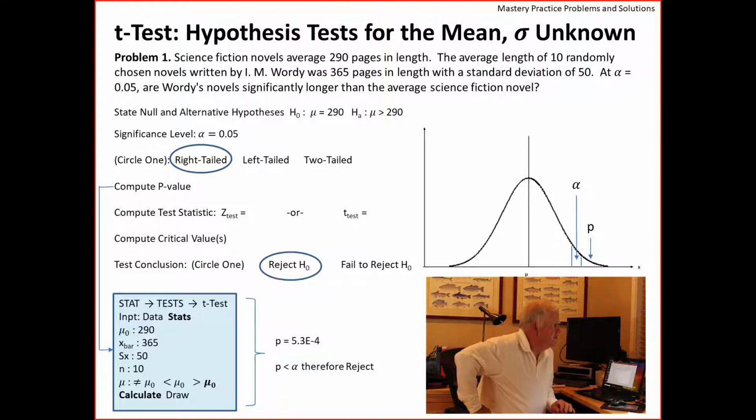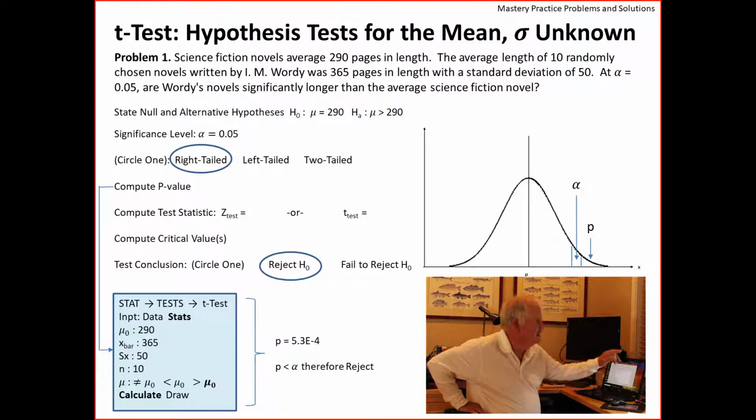So problem one says science fiction novels average 290 pages in length. The average length of 10 randomly chosen novels written by I.M. Wordy was 365 pages in length with a standard deviation of 50. Sorry, so let's read that again. Oh, all of a sudden I get a standard deviation. Yeah, it's the standard deviation of those 10 novels. It's the standard deviation of your sample. It is not the population standard deviation. And at alpha equals 0.05, are Wordy's novels significantly longer than the average science fiction novel?